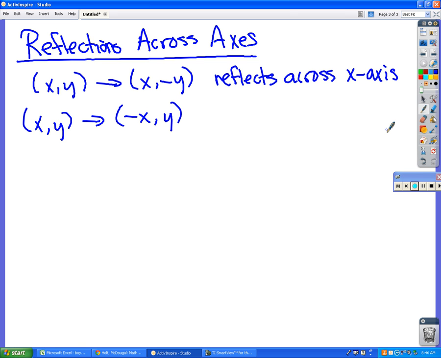And then if you take the x's and change their sign, then that will reflect your graph across the y-axis. Okay?